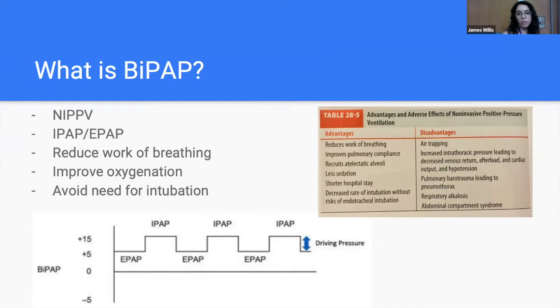It's important to keep in mind that this is patient-driven. The patient's drive is what's going to determine your tidal volumes and your respiratory rate. And you're only going to be setting the IPAP and EPAP.